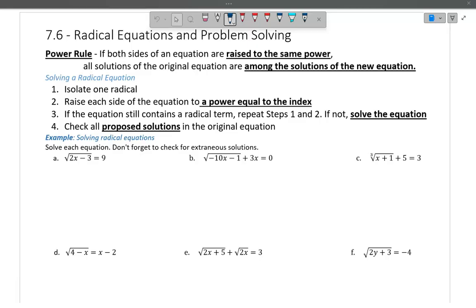Now, because we are creating a new equation, and the solutions to the original are contained within the new equation, that means that occasionally we will get extraneous solutions. Our new equation is giving us a set of proposed solutions. We need to verify all of those before we claim that they are solutions to the original equation. So let's take a look at some examples.